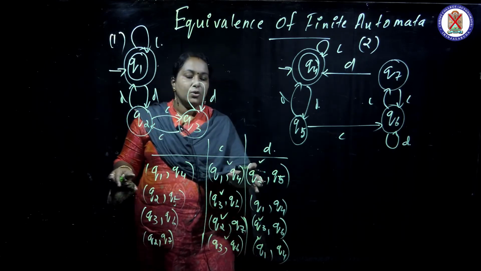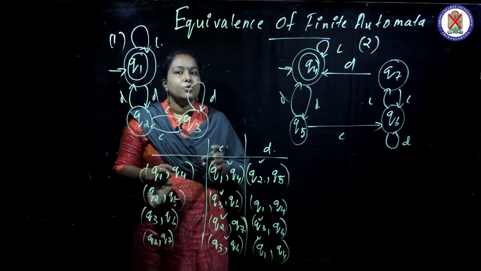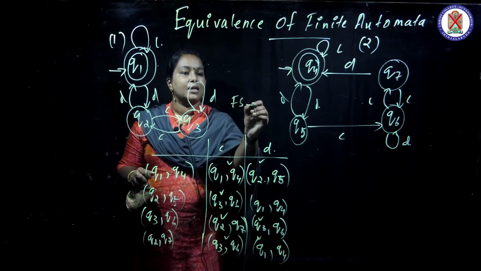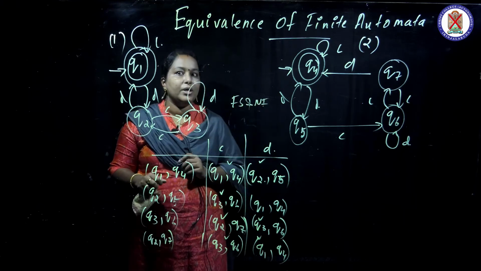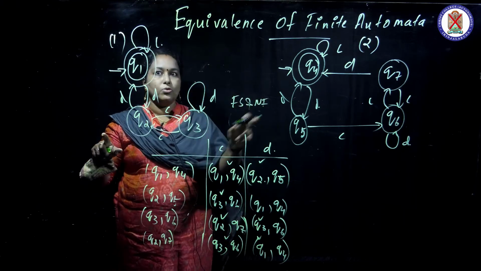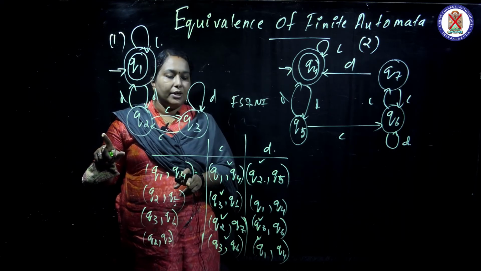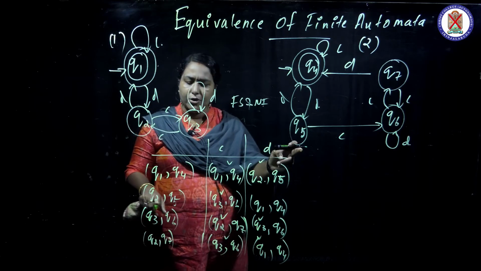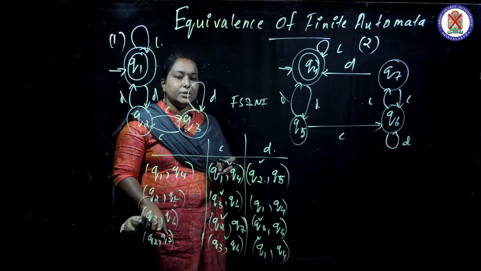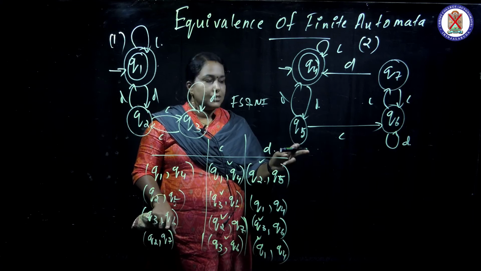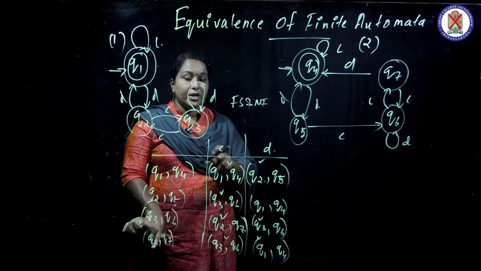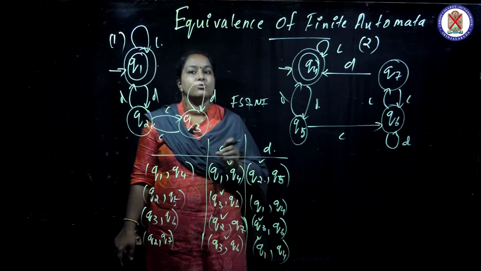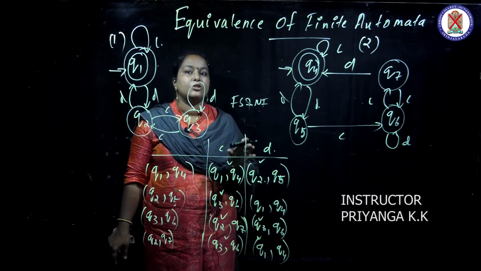So look at this transition table. You must check whether any combination of a final state and a non-final state is coming. Q1 and Q4 both are final states. Next comes Q2 and Q5, both non-final states. Next Q3, Q6 are both final states, and Q2, Q7 are also both non-final states. So these two automata are said to be equivalent.